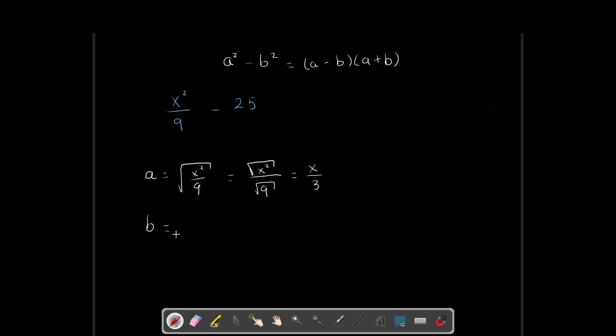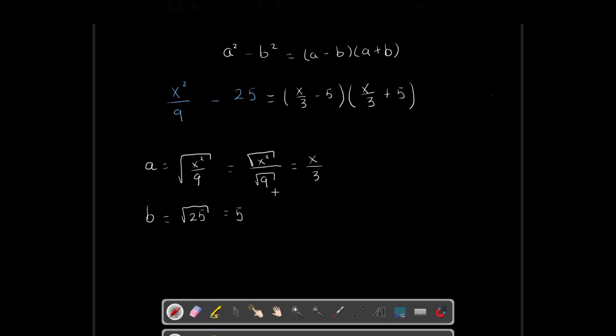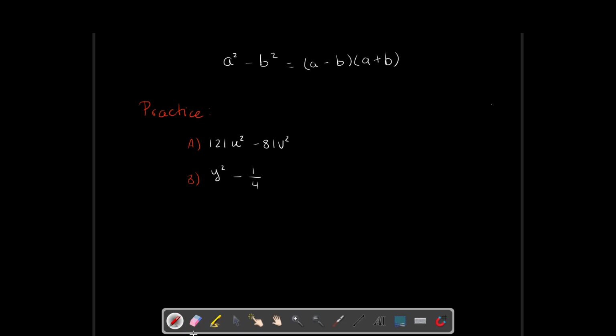And for b, we take the square root of 25, which we have already seen is 5. And that's it. So if we build the factored form of this expression, it must be a minus b times a plus b. So x over 3 minus 5 times x over 3 plus 5. And we have finished.